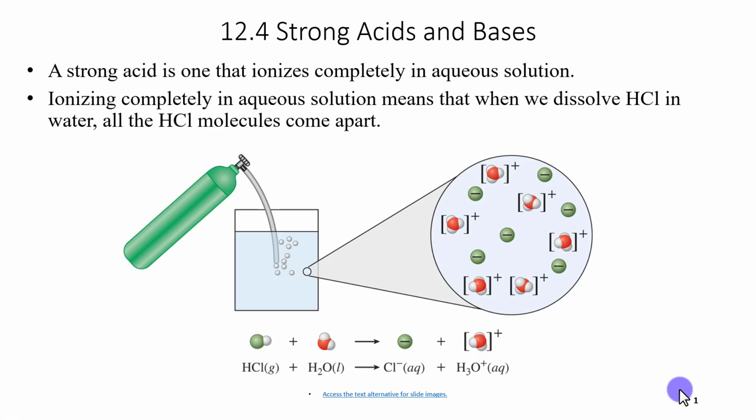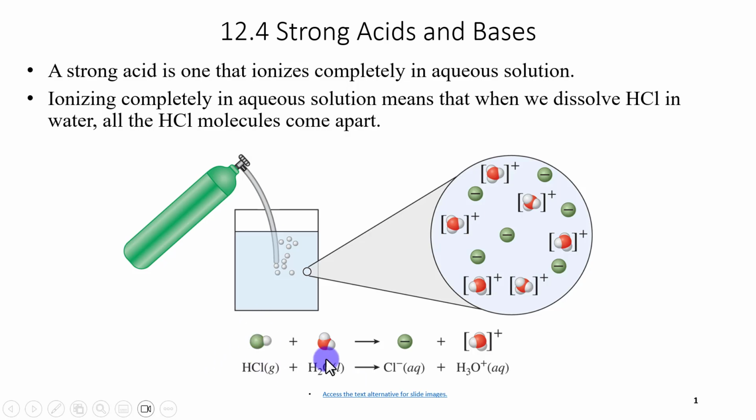In this section, we're going to talk about strong acids and bases. A strong acid, and by extension a strong base, are those species that completely split apart when they are placed in an aqueous solution. So they ionize completely and nothing of the original base or acid is left in solution. So let's take a look here at an example.